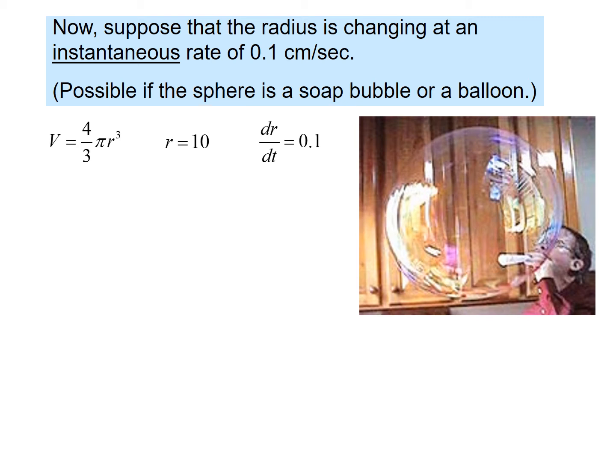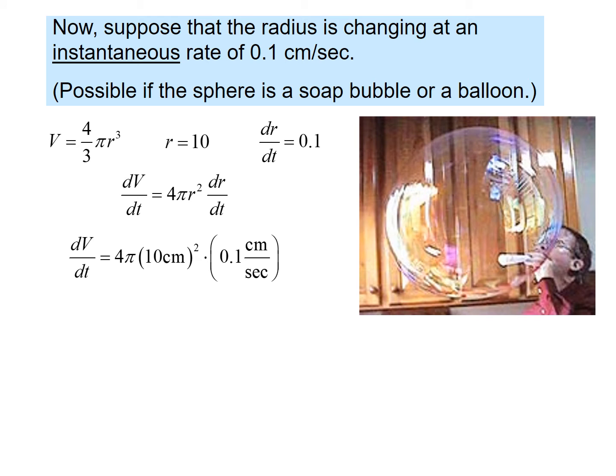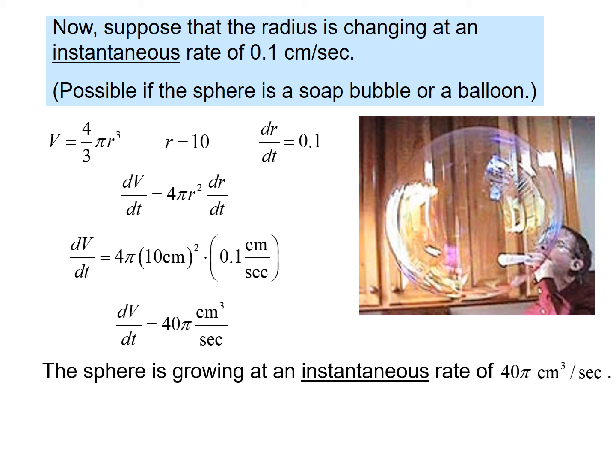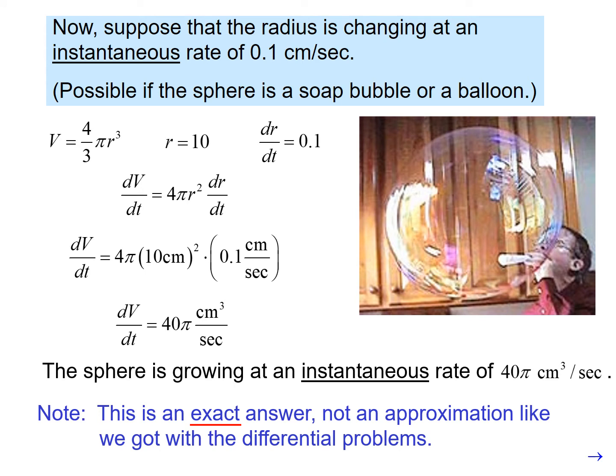That's dr/dt. If we take the derivative of everything with respect to t, we get dV/dt equals 4 pi r squared times dr/dt. We're using implicit differentiation. Now these are exact amounts, and this is no longer an approximation. To find the rate of change of the volume with respect to time, plug in the radius, plug in dr/dt, and we can find out how fast that sphere is growing at that moment in time. And this is an exact answer, whereas the previous example where we're looking at the amount of change, that's an approximation. But here we're looking at the rate of change. This is exact.